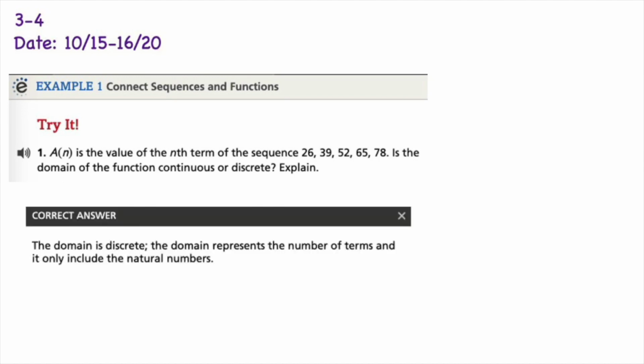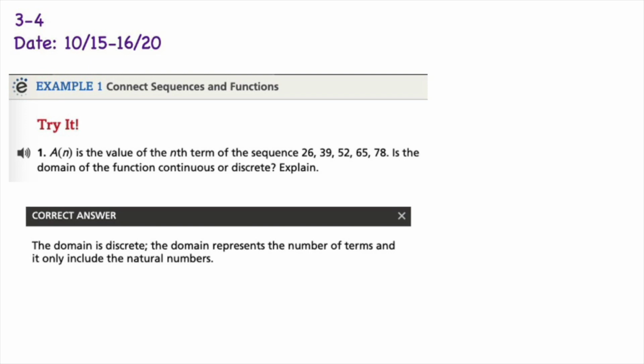All right, so let's take a look. So the domain is discrete because the domain represents the number of terms, and it only can include natural numbers. So when you're plugging in the first term, the second term, the third term, and so on, we're not talking about the 1.5 number. We're talking about either 1, the first number, 2, the second number, 3, and so on.